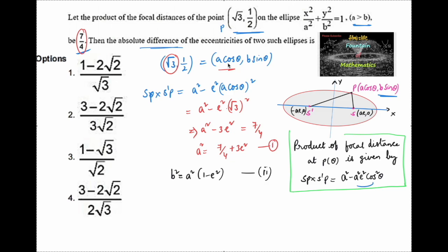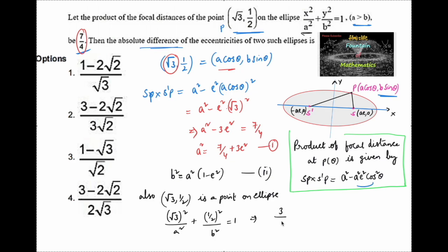And also, since (root 3, 1 by 2) is a point on the ellipse, we can write root 3 whole square divided by a square plus y square, that is (1 by 2) whole square divided by b square, is equal to 1, which implies 3 divided by a square plus 1 upon 4 times b square is equal to 1. Make this equation 3.